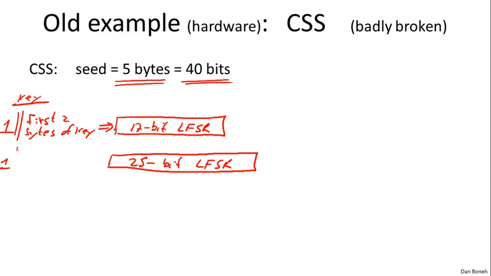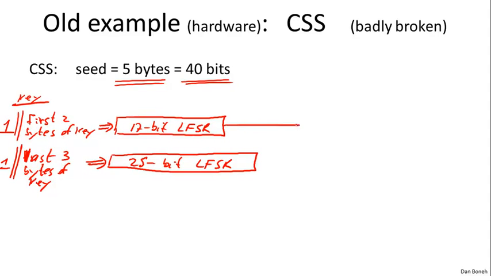The second LFSR is initialized the same way: 1 concatenated with the last 3 bytes of the key, and that's loaded into the initial state of the LFSR. You can see that the first 2 bytes are 16 bits plus the leading 1, that's 17 bits overall, whereas the second LFSR is 24 bits plus 1, which is 25 bits. And you notice we used all 5 bytes of the key.